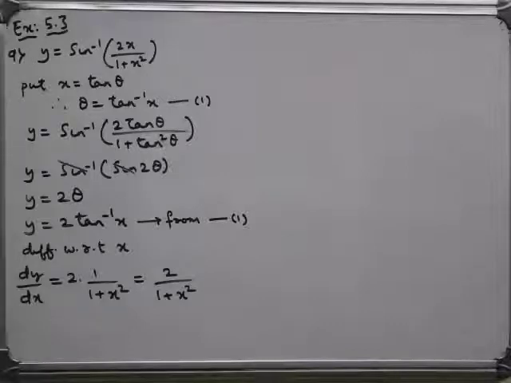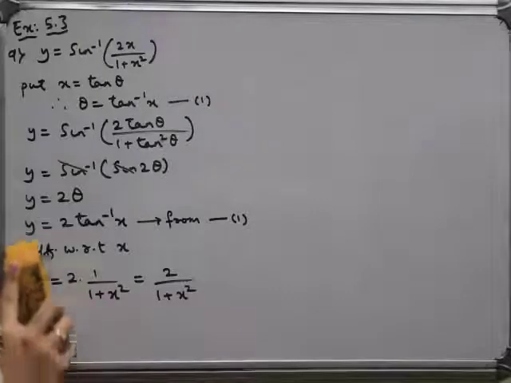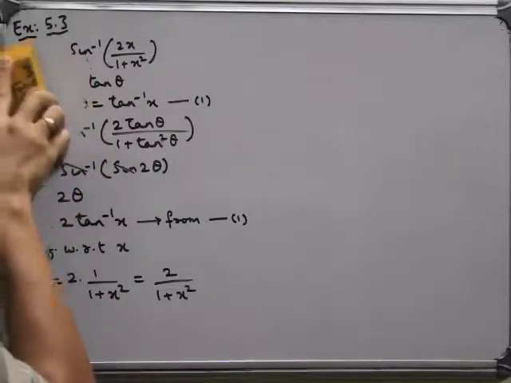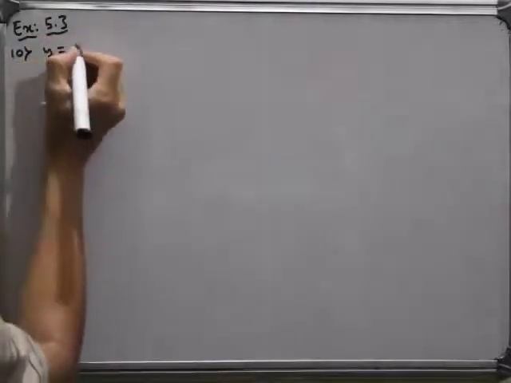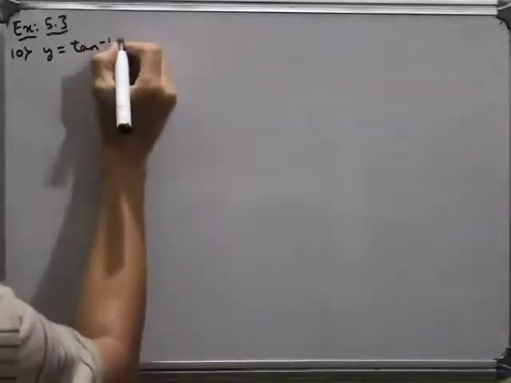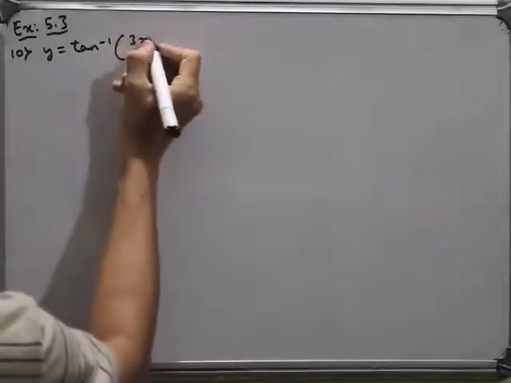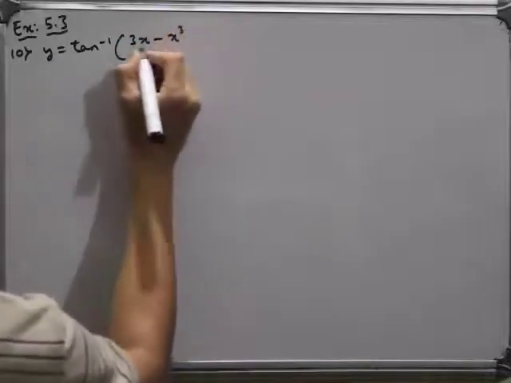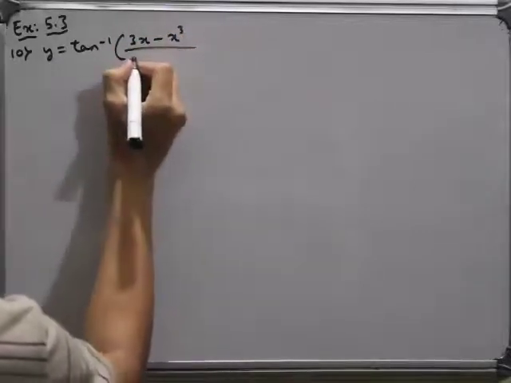Now let us move on to question number 10. Question number 10 says, y is equal to tan inverse of 3x minus x cube divided by 1 minus 3x square.